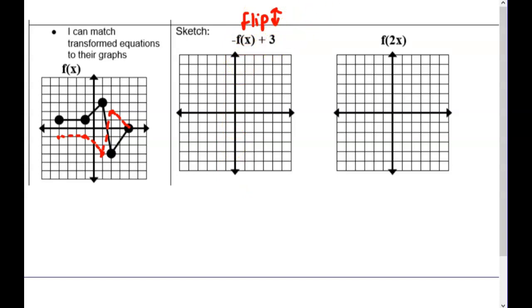What's the other thing that's supposed to happen? Up 3. So I need to take all those points that I did in red over here and move them up 3. So this one goes up here. This one was down. That's not right. This one should have been over one more.